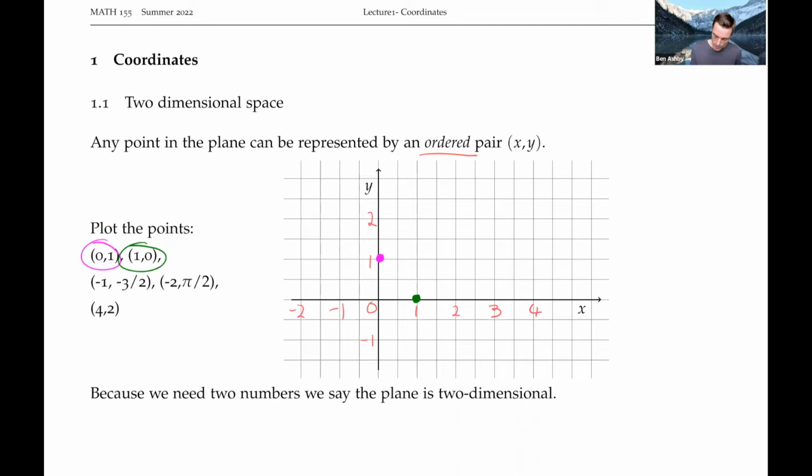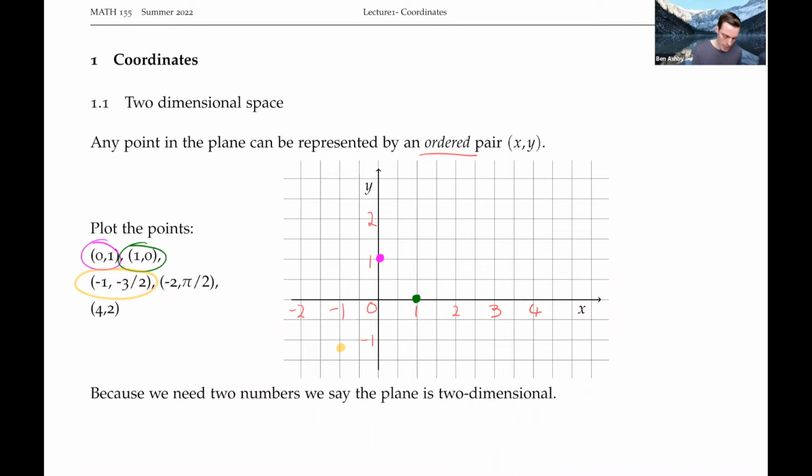If we look at some of the other points, so for example, if we have (-1, -3/2), we go along the x-axis left 1 unit, and then we go down 1.5 units. So that would take us to roughly here. And of course, there's no reason as to why we need to work with either integers, as we've just seen here, we've got fractions, or even rational numbers, so we can have things like pi by 2.